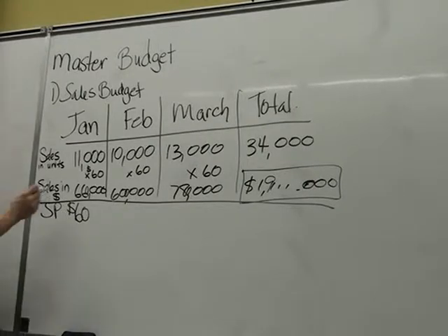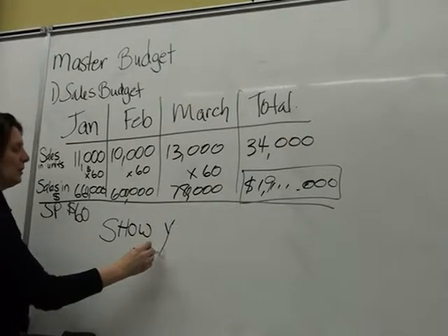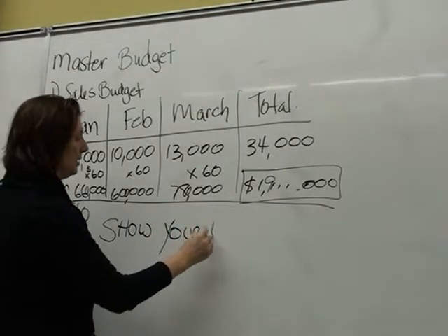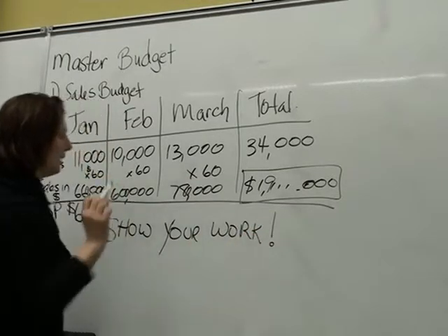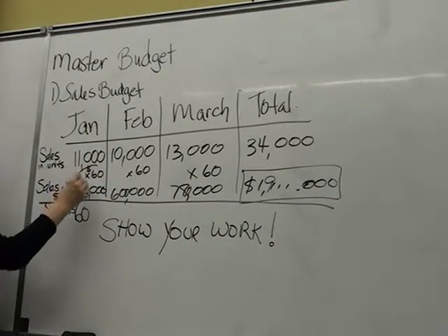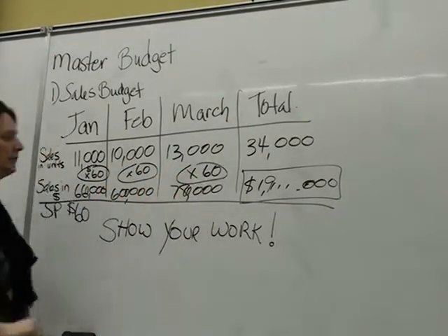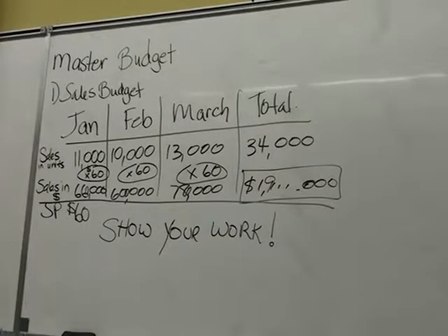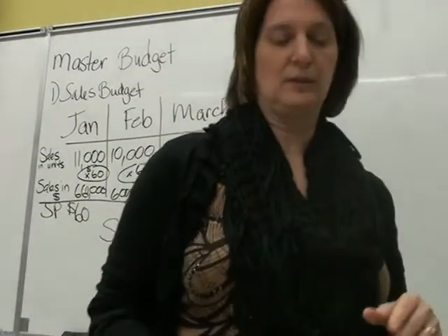Now, it's very important that you show your work. And in this question, the only way you could do that is by doing this part. Times 60, times 60, times 60. Okay? But there's not much to that, right? So that's a sales budget.